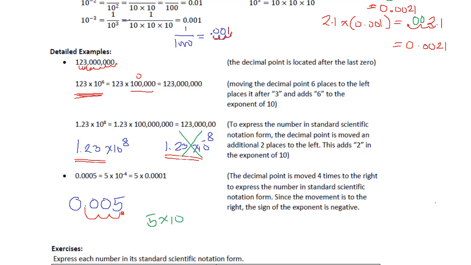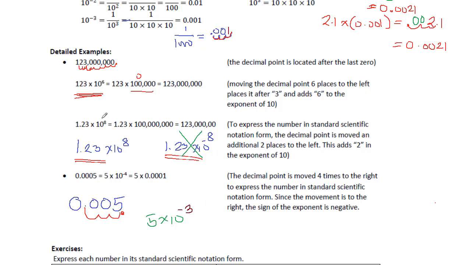Now if you are confused again whether to put a positive 3 or negative 3, you should not be. When you put 5 times 10 to the 3, always remember, why is this positive? 0.005 is a small number. So always remember that if you move the decimal to the right in converting to scientific notation, it must be a negative exponent. A good way to check is looking at the number: if it's small, the exponent must be negative. That's a good way to check your final answer.